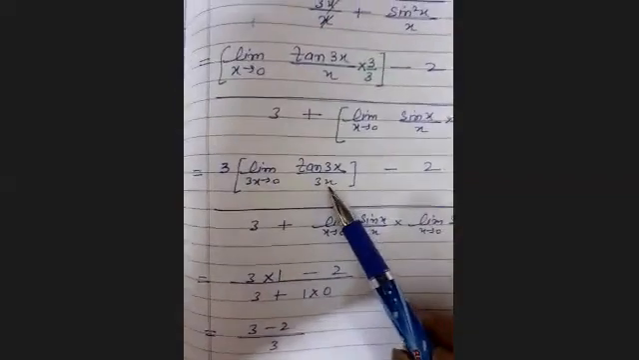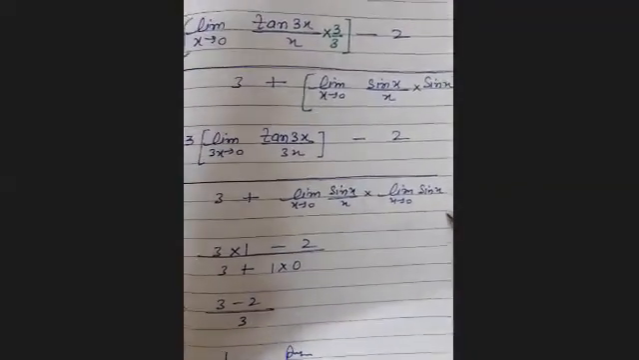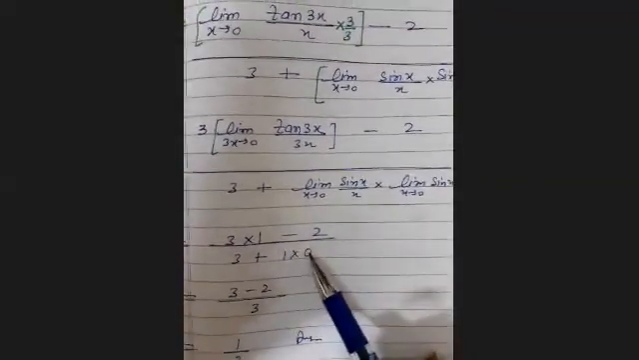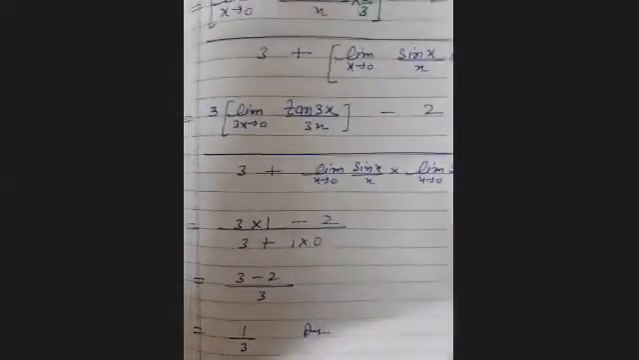Here it will become 1, that's why it is 3 minus 2, and 3 plus it is 1 and sin x is 0. 1 into 0 is 0, that's why what is left is 3, and 3 minus 2 is 1. 1 by 3 is the limit of this function.